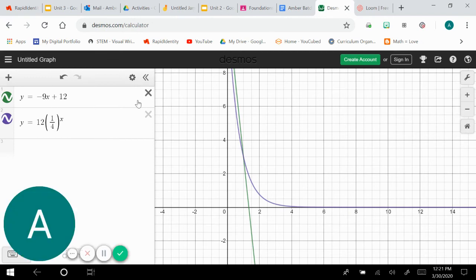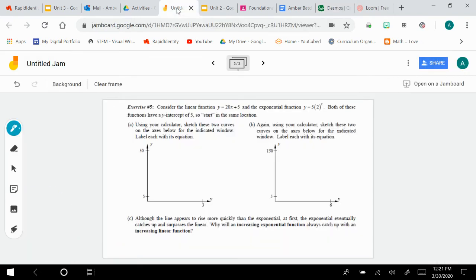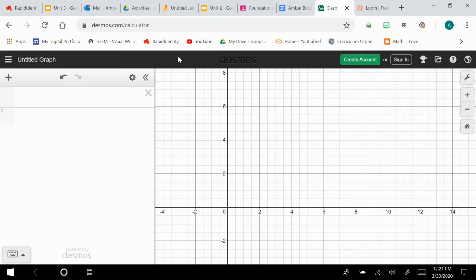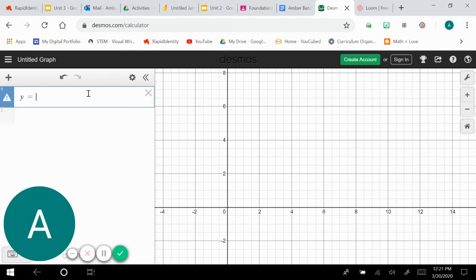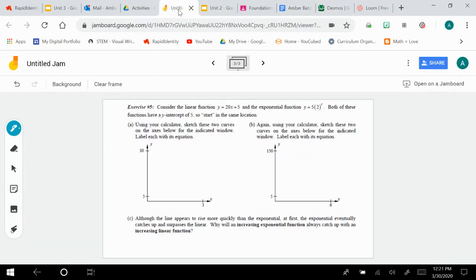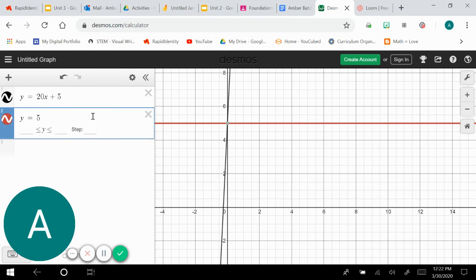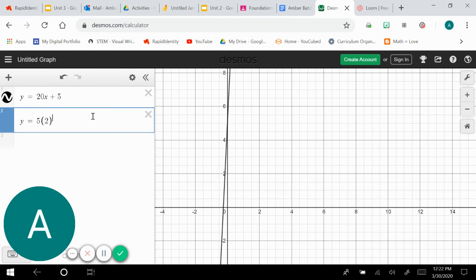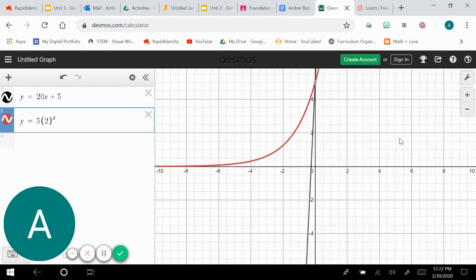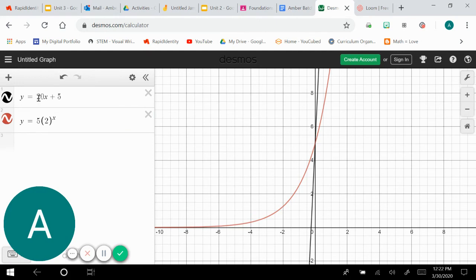Well, let's just look at the two functions on Desmos. So it's 20x plus 5. So y equals 20x plus 5. And then our exponential is 5 times 2 to the x. y equals 5 times 2 to the x. Okay, I'm going to go back to home. So right here, my equation for the linear is starting at 5, same here, starting at 5, but here I'm adding 20 every time, whereas here I'm multiplying by 2 every time.